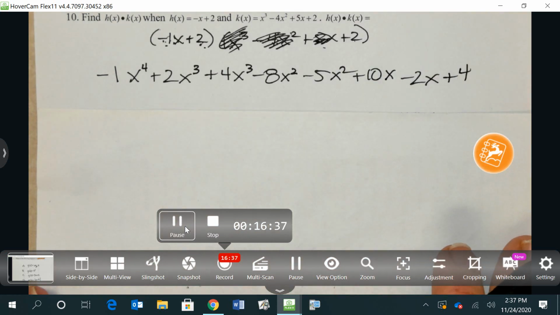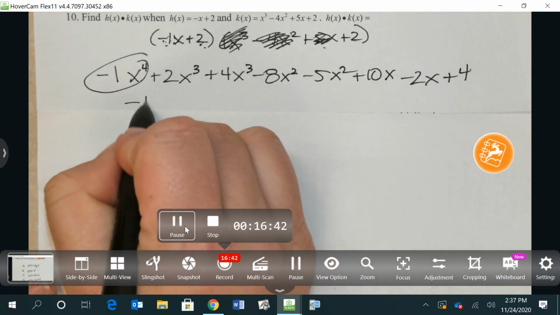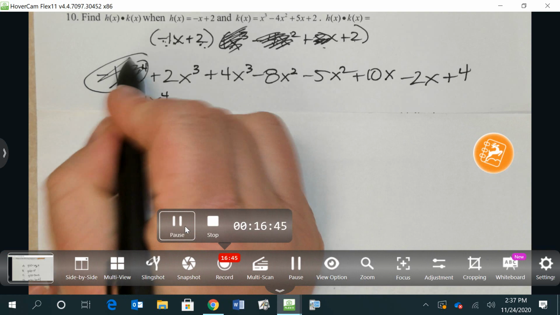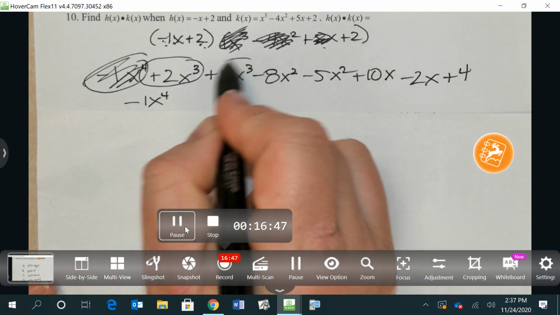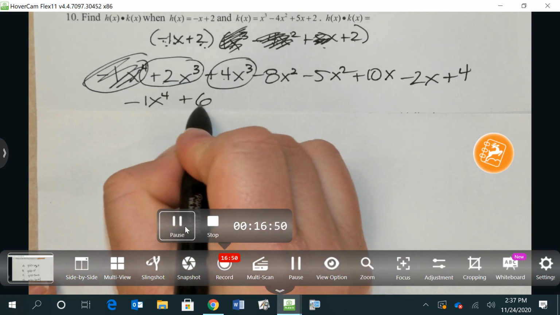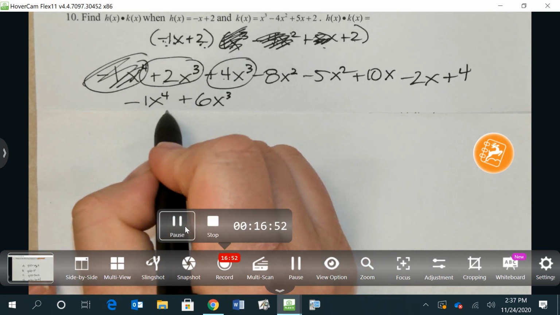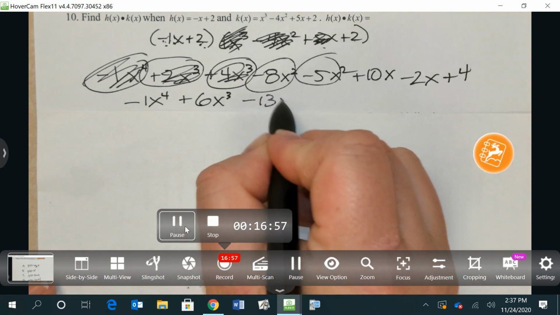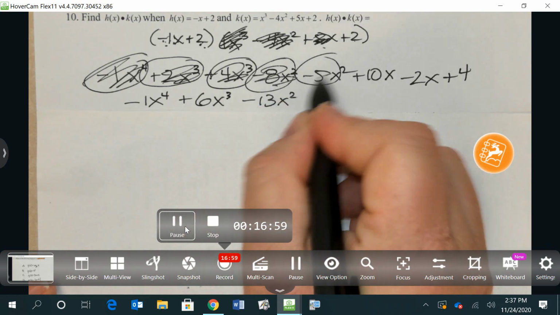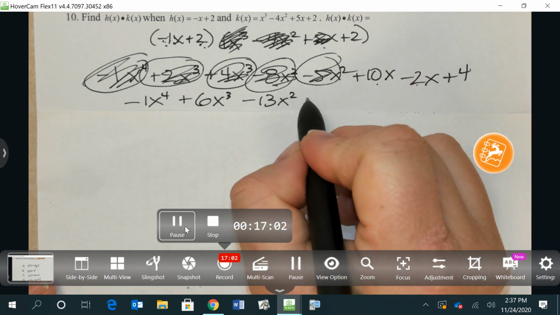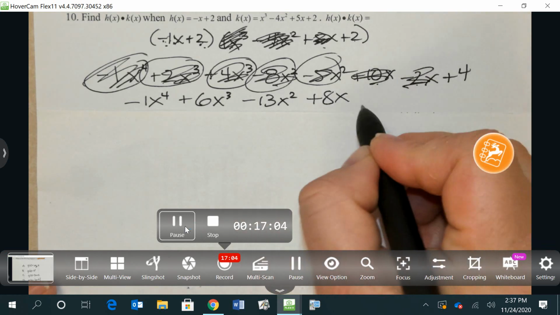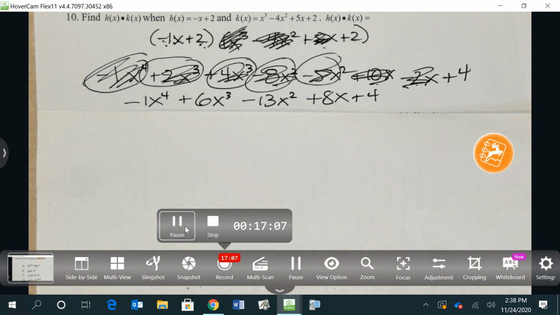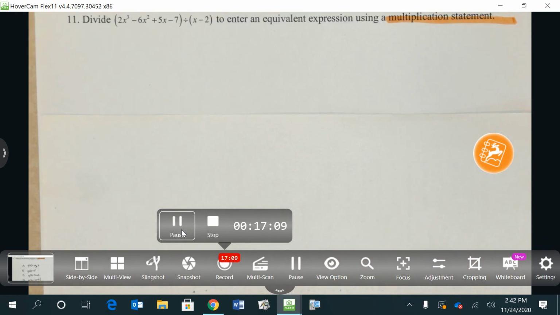Okay, but we can't just leave it like this. We need to write it in standard form after we combine like terms. There's only one term that contains an x to the fourth. Done with it. I'm going to circle anything that has a cube. 2 and 4 is 6 when you combine with an x cubed. Squares, negative 8 and negative 5 is a negative 13 with an x squared. And 10 minus 2 is a positive 8 with an x. And finally, the constant is a 4.